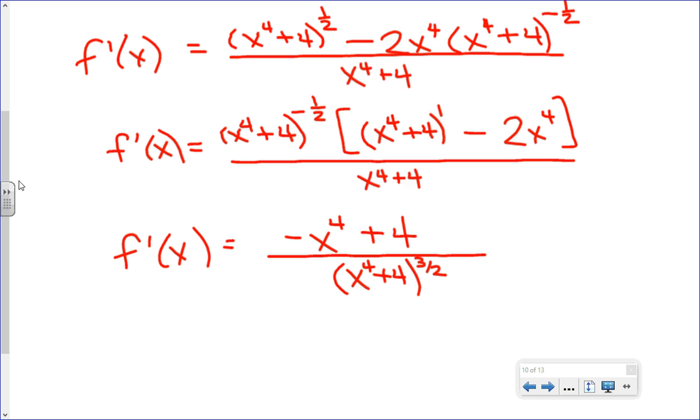Now, let me reiterate that I'm perfectly happy on Friday with you right here. However, if we were to have to set this equal to 0, we would have to do those 2 extra steps and then set it equal to 0. Okay? If we needed some sort of horizontal tangent line, we would need that negative x to the fourth plus 4. Okay. All right. One more? One more.